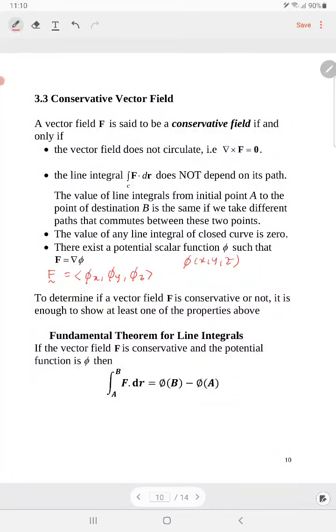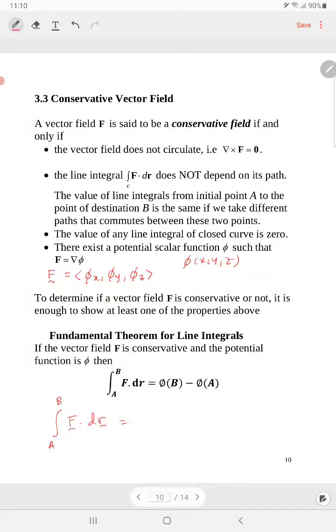Alright, now there's a theorem, a very important theorem. It's called fundamental theorem for line integral. Okay, if F is a conservative field and the potential function is phi, then okay, here the notation is not quite right because everything is bold. Here's the correct one. So we have a vector field F dot with dr. Okay, so dr is a vector, and from point A to point B.